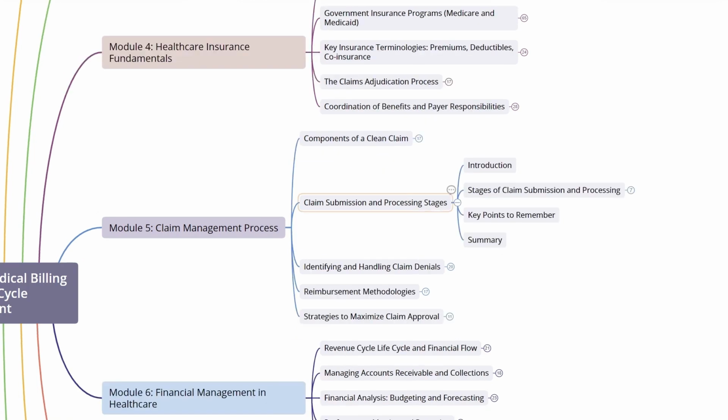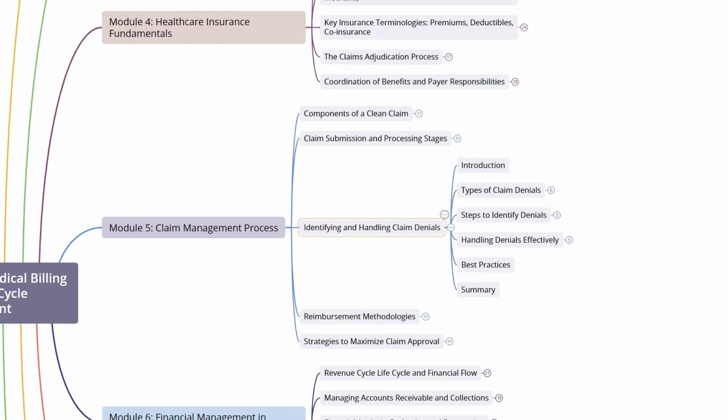Next, claim submission and processing stages. From electronic or paper submission to the final adjudication, every stage involves specific processes. You will learn how claims are routed through clearinghouses, how payers review and adjudicate claims, and the importance of following deadlines and technical specifications.